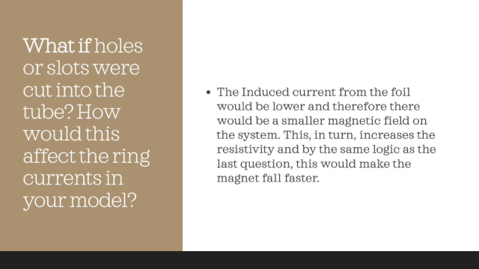What if holes or slots were cut into the tube? How would this affect the ring currents in your model? The induced current from the foil would be lower, and therefore there would be a smaller magnetic field on the system. This, in turn, increases the effective resistivity, and by the same logic as the last question, this would make the magnet fall faster.